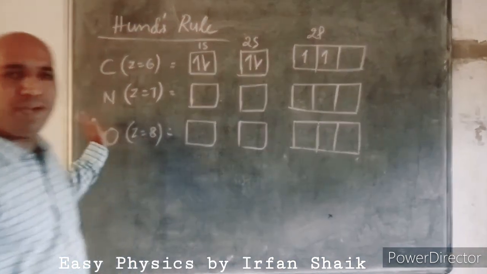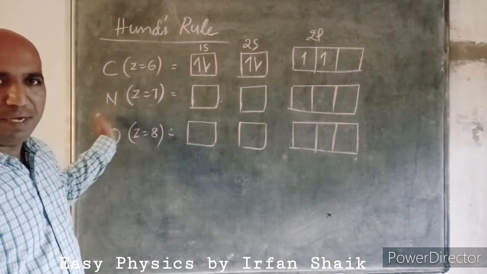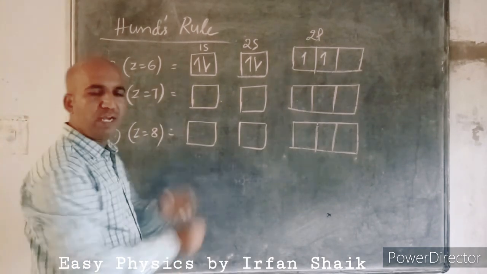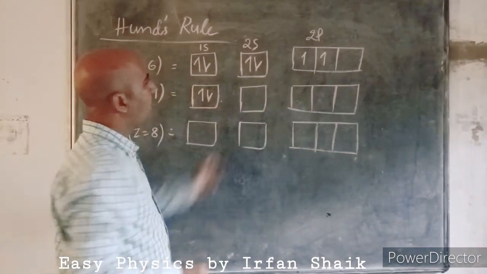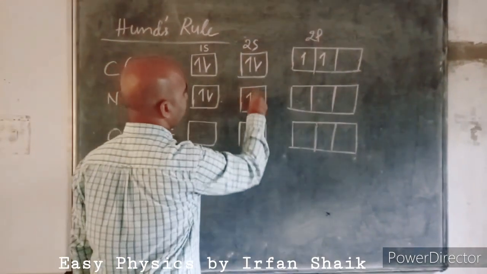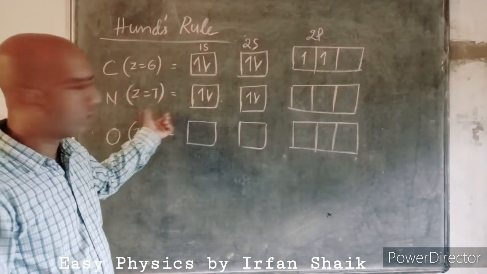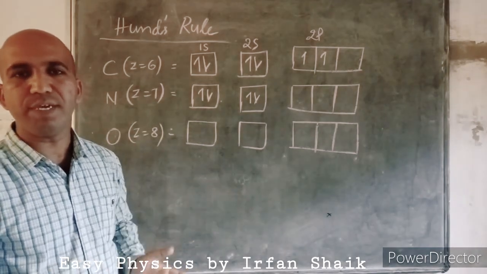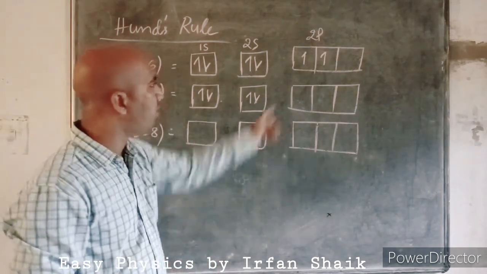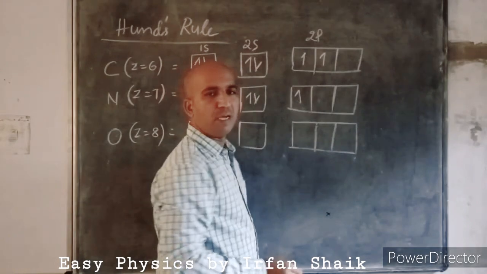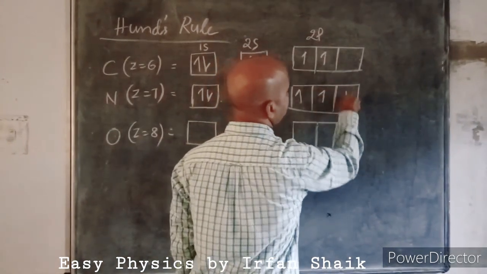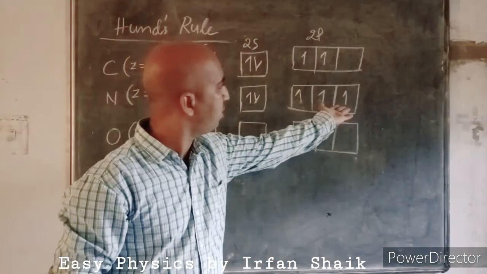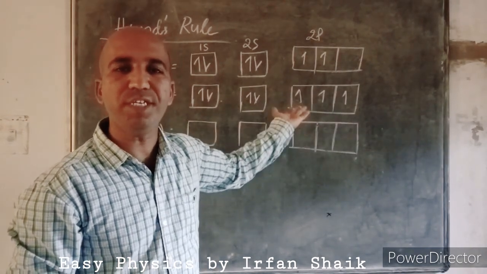Similarly, if we take the nitrogen atom, its atomic number is 7, and that means nitrogen has 7 electrons. So 2 electrons in 1s and 2 electrons in 2s. Among 7 electrons, 4 electrons have been filled. That means 3 more electrons remain. Where will these 3 electrons enter? The 5th electron will enter px, the 6th electron will enter py, and the 7th electron will enter the pz orbital. So here all the degenerate orbitals have been filled with one electron each.